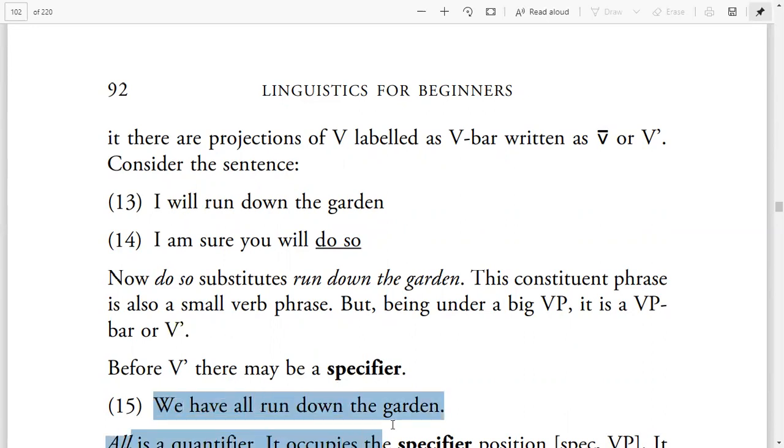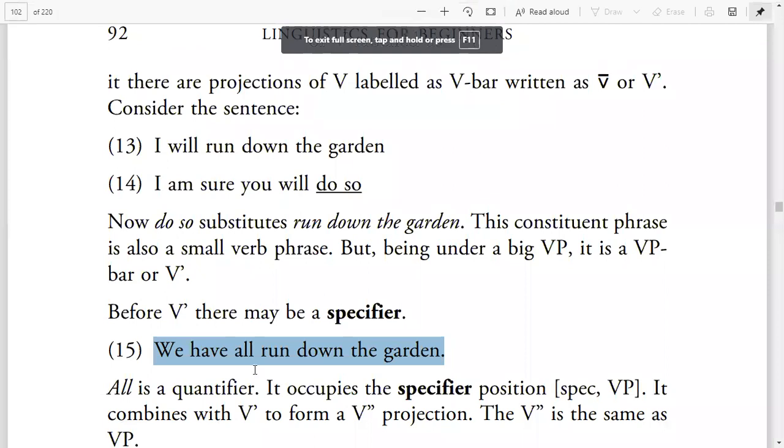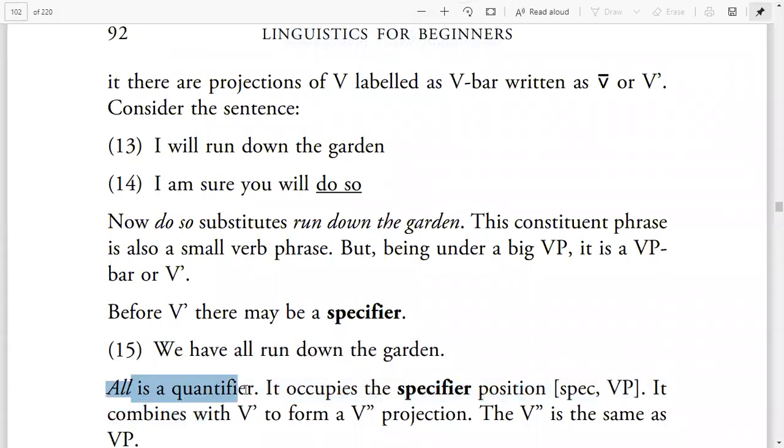For example, we have "all run down the garden," right? We have a sentence, we have all run down the garden. So in this sentence, all is a quantifier, right? It quantifies the persons. Whereas in the previous sentence we only said I will run down the garden, here we said we have all run down the garden. So all is used as a specifier or a quantifier. It occupies the specifier position.